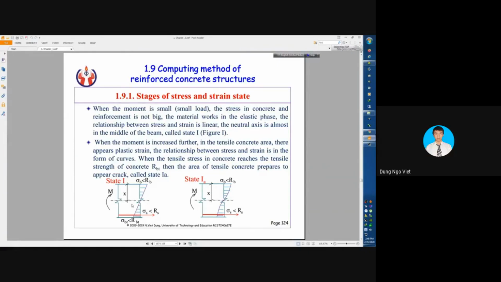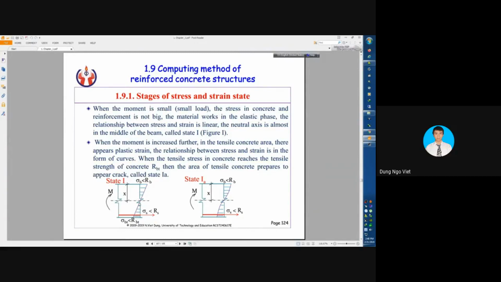When the stress in concrete and reinforcement is not big, the material works in the elastic phase and the relationship between stress and strain is linear. You can see it's a straight line. And this is the neutral axis. The neutral axis is the zero stress axis, and it is almost in the middle of the beam. We call this state number 1.